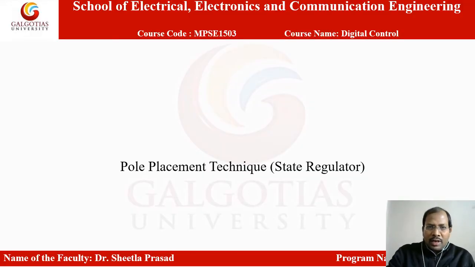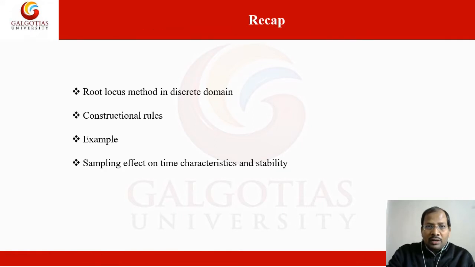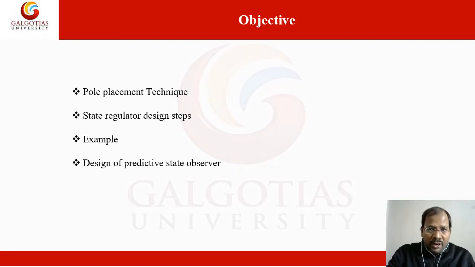In this lecture, we are going to start the next unit, that is, the pole placement techniques. Here we are going to design the state regulator or state feedback controller, as well as state feedback observers. In previous lectures, we have already covered the root locus method in the discrete domain, its construction rules and examples, and the effect of sampling.